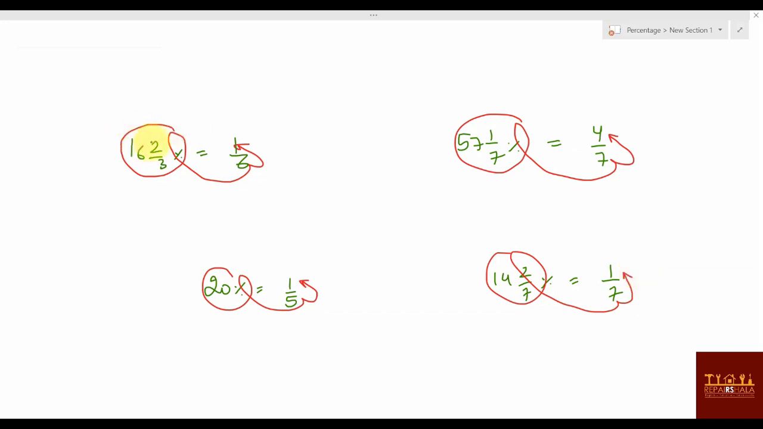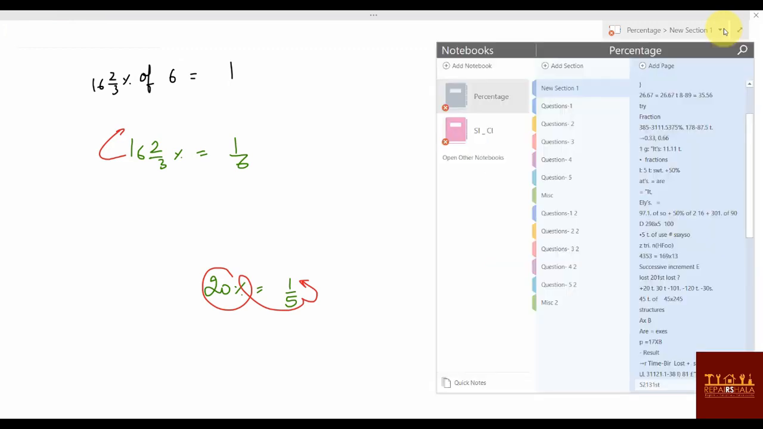I'm just rubbing this one so that I can show you how I'm able to say this. This part I can write as 16 2 by 3 percentage of 6 equal to 1. What I've done? Cross multiplication. So 6 has gone there. So 16 2 by 3 percentage into 6 means of 6 is 1. And that's what I was saying, right? 16 2 by 3 percentage of 6 is 1. If you remember this thing, things will be very easy for you. Let's see some questions, and by using the same concept, how you can solve the question.